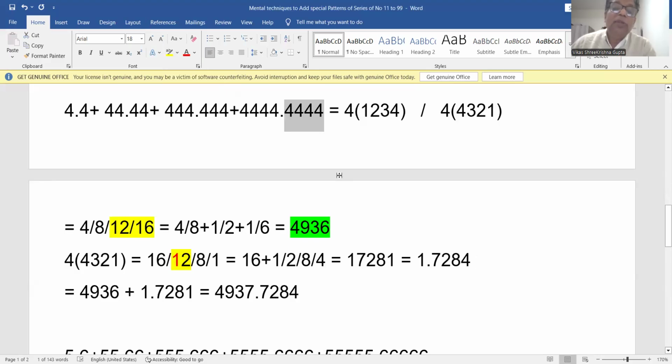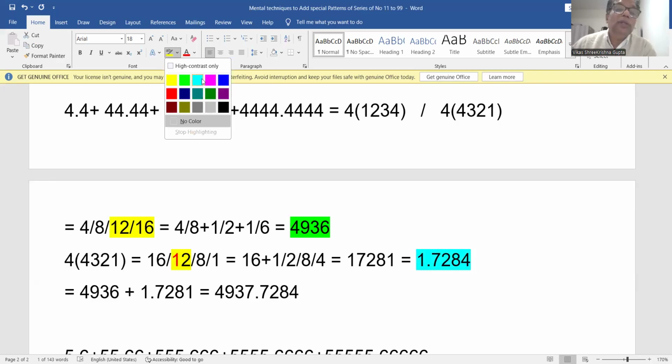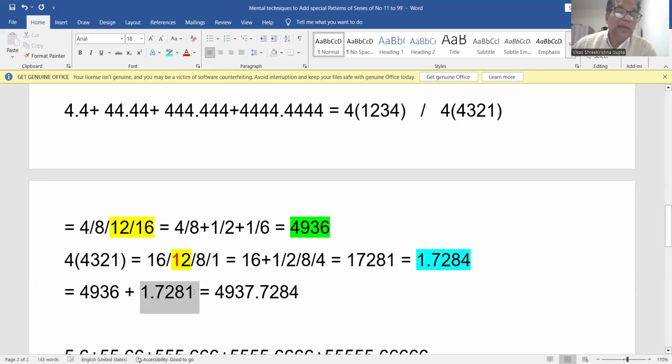Why after 4? Because here the number is double 4 double. After the decimal, 4 digits are there. So counting from the right, I put a decimal over here, right? And then what do I get? 4936 from this and 1.7284 from this. So I get 2 numbers now. These 2 numbers I get, right?